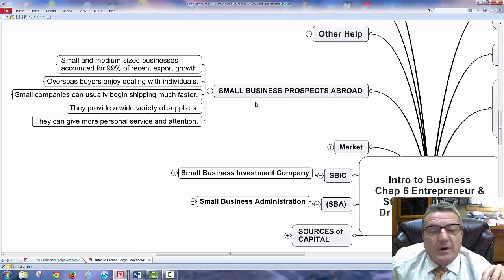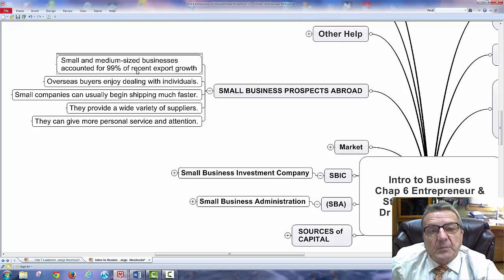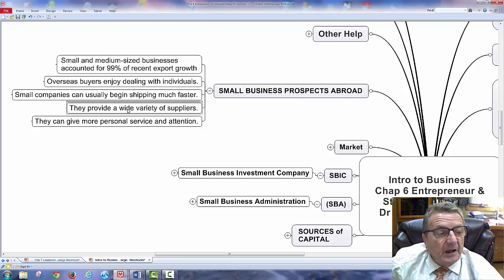Small business prospects abroad. Small and medium-sized businesses account for 99% of recent growth in export. That's me opening up a business or making a connection outside, selling my products, exporting it, not importing it. Overseas buyers enjoy dealing with small businesses. They can provide a wide variety of suppliers. They can give more personal service and attention.